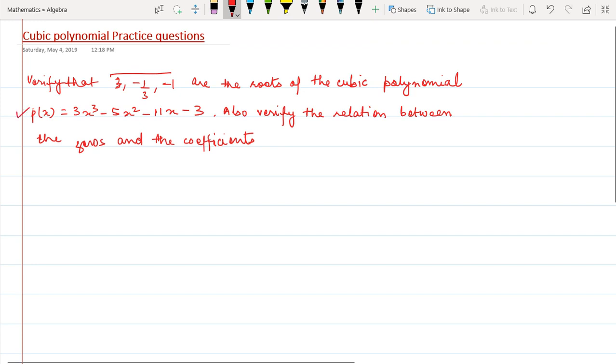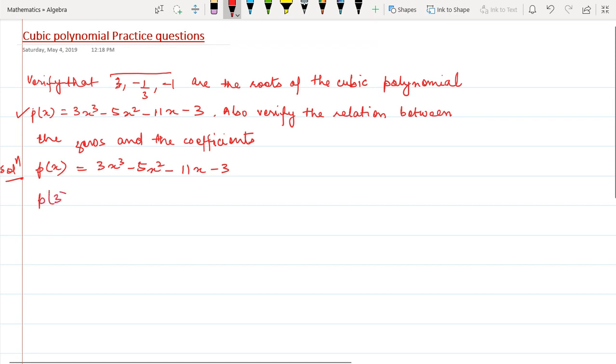given here, and also verify the relation between the zeros and the coefficients. So you see p of x, this is the solution. It says p of x is equal to 3x cubed minus 5x squared minus 11x minus 3.